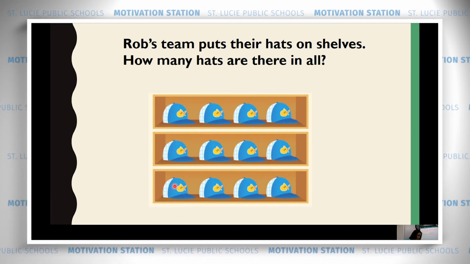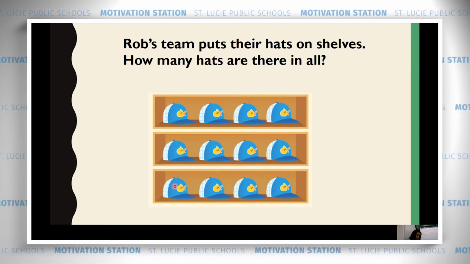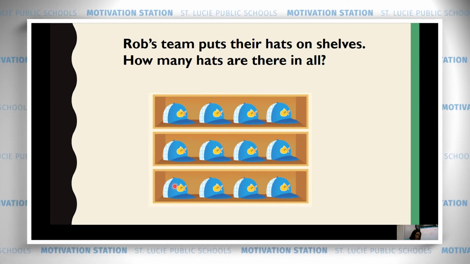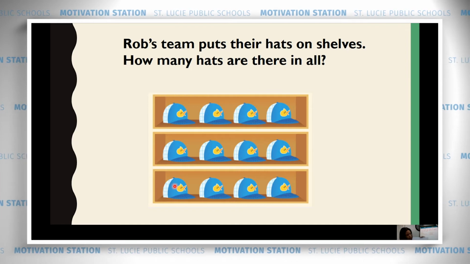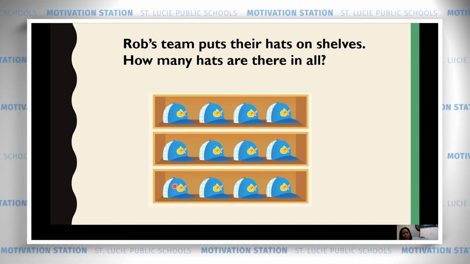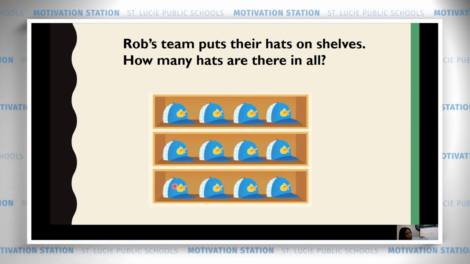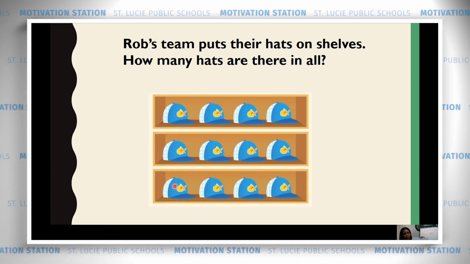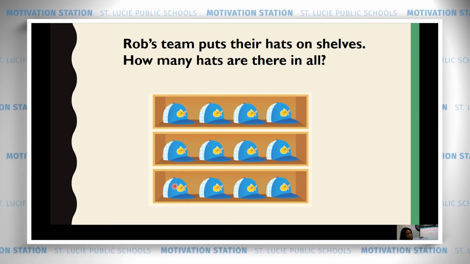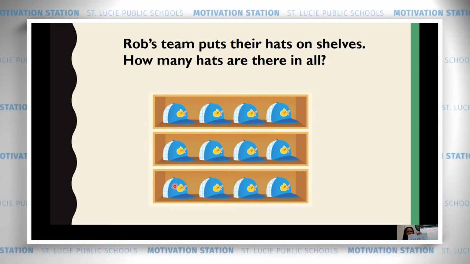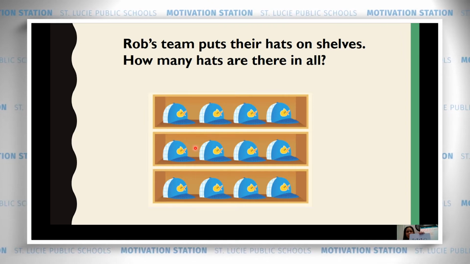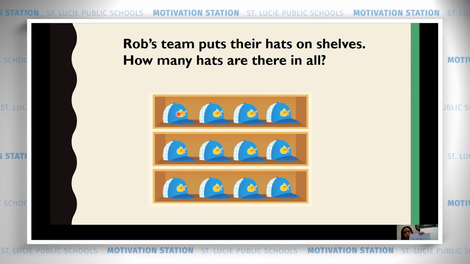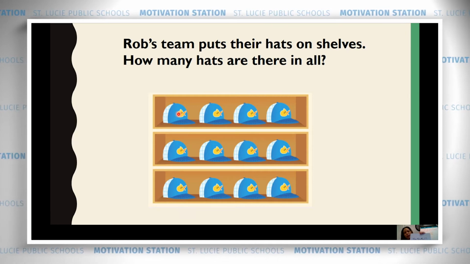And I will work this out. 4 plus 4 plus 4. Okay. And 4 plus 4 makes 8. Plus 4 more, 9, 10, 11, 12. So we have 12 hats in all. And we did this by using our repeated addition sentence.